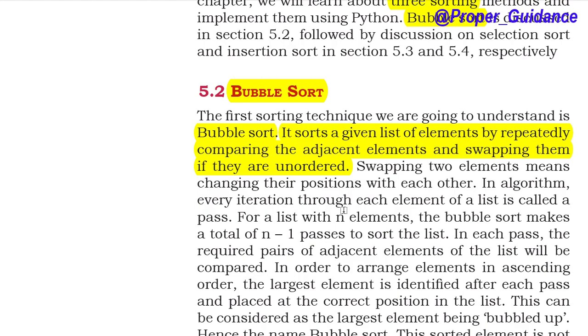Suppose there are some given numbers in a list, that is 5, 4, 3, 2, 1. Now 5, 4, 3, 2, 1 is already ordered because it is in a decreasing way. 5 is greater than 4, 4 is greater than 3, 3 is greater than 2 and 2 is greater than 1. So this is already sorted, already an ordered list, so we need not sort anything.